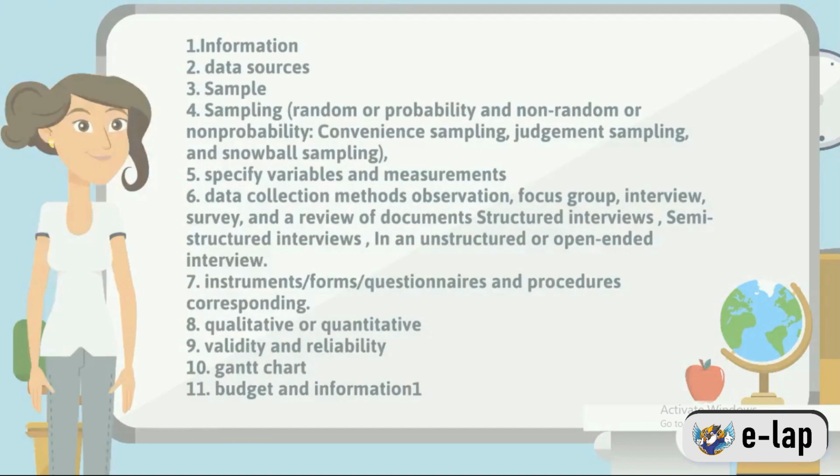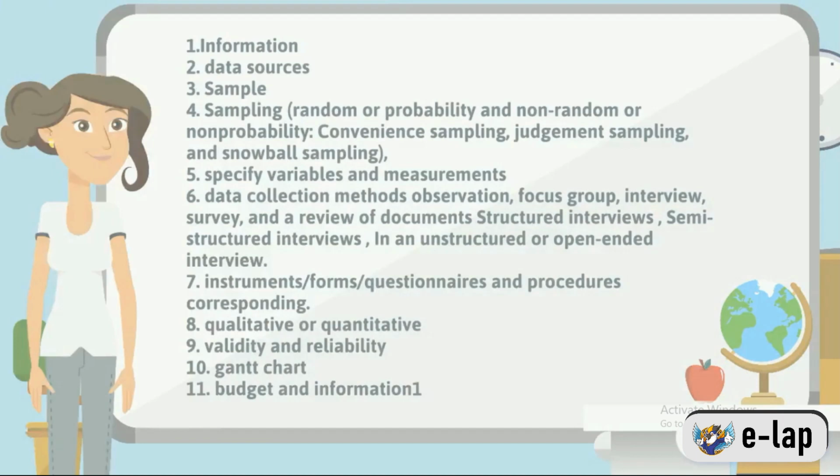6. Select data collection methods. The 5 most commonly used methods of data collection include observation, focus group, interview, survey, and a review of documents. Each data collection method has its own strengths and limitations. Applied researchers almost always use some form of an interview. 3 general types of interview are as follows: structured interviews, semi-structured interviews, and an unstructured or open-ended interview.